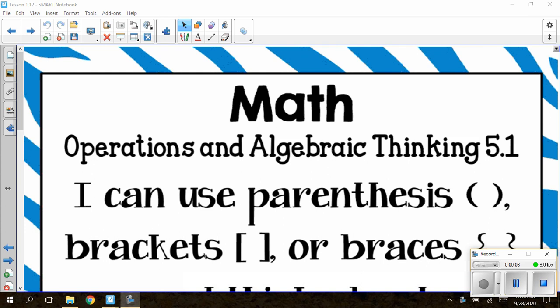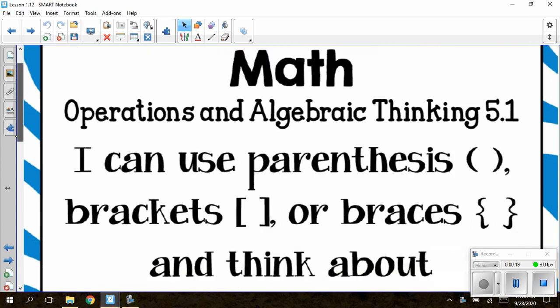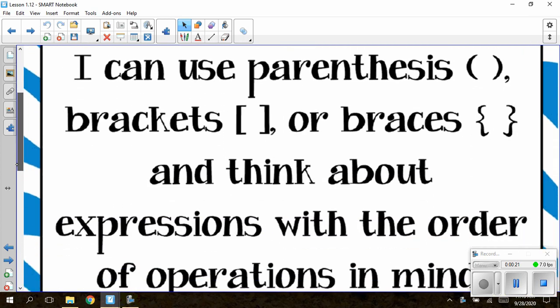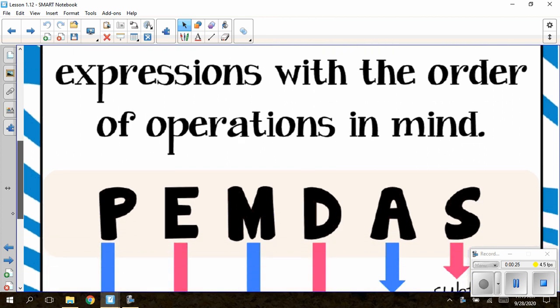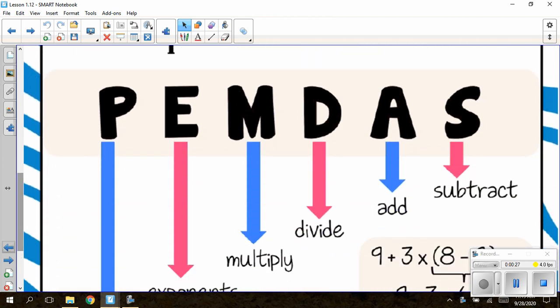We are starting on page 73 today. So the standard that we are working with today, again, is Order of Operations in Algebraic Thinking 5.1. This standard states I can use parentheses, brackets, or braces and think about expressions with the order of operations in mind. So we are going to be solving our expressions very similar to what we did with lesson 1.11, but we now have more than one set of grouping symbols within our expressions.